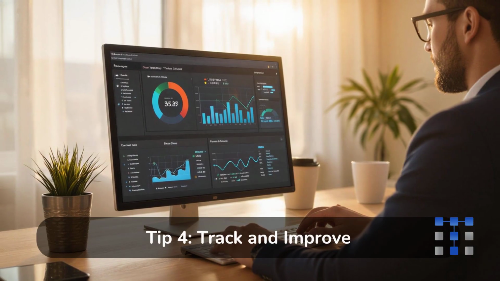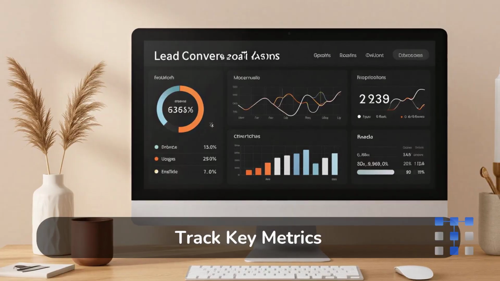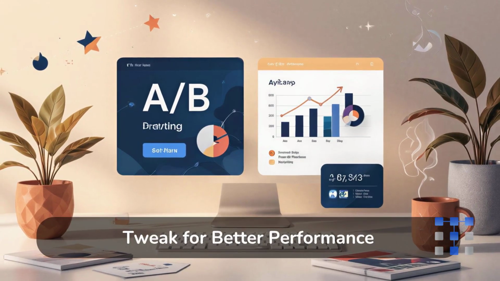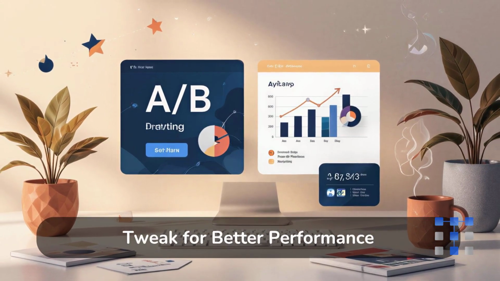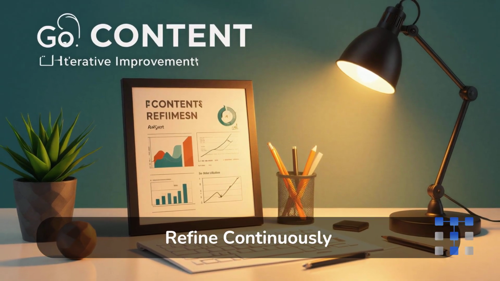Tip 4. Track and improve. Finally, measure what works. Use analytics to track your click-through rate, bounce rate, and lead conversions. If something isn't performing well, tweak your headlines, CTAs, or layout. Remember, content that converts isn't written once, it's refined continuously.